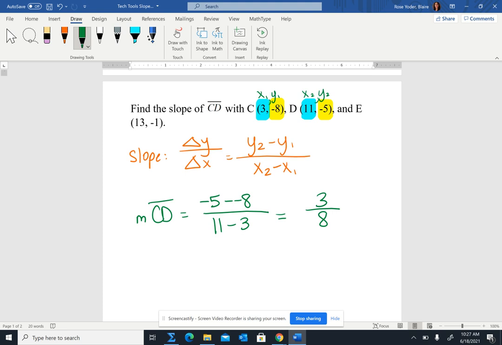So it looks like this time we have a positive slope. So to get from C to D, we'd have to go up 3 units and over to the right 8 units, and that's your slope. Let me know what questions you have, and then we're going to do a bunch of practice to make sure that you're on the right track with slope so that you can apply that soon to working with quadrilaterals.